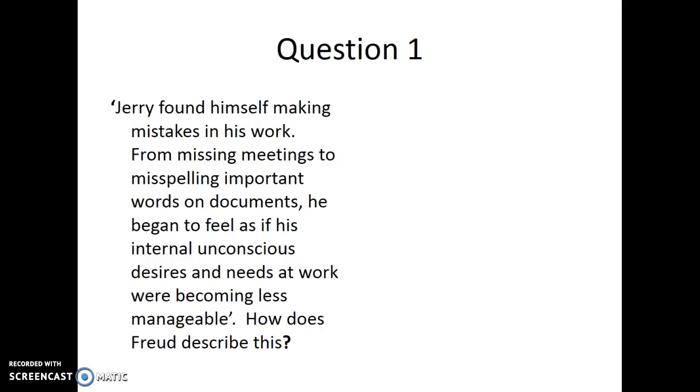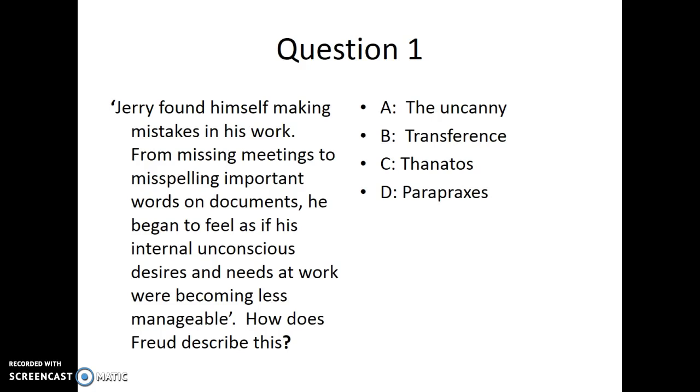Question 1. Jerry found himself making mistakes in his work, from missing meetings to misspelling important words in documents. He began to feel as if his internal unconscious desires and needs at work were becoming less manageable. How does Freud describe this? A. The uncanny. B. Transference. C. Thanatos. D. Parapraxis. Or E. Cathexis. As before, I'll just leave a space of a few seconds between each slide, but you can pause it if you need more time.